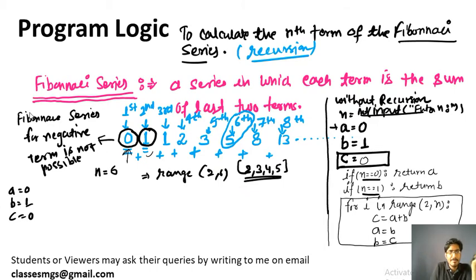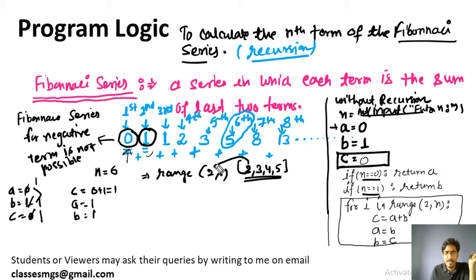So the loop will continue 4 times, and let's suppose the first time, what will happen? The c value will be a plus b. a plus b means 0 plus 1, and then a will become b. b is 1. And b will become c. c is 1. So a will become 1, b will become 1, and c will become 1.